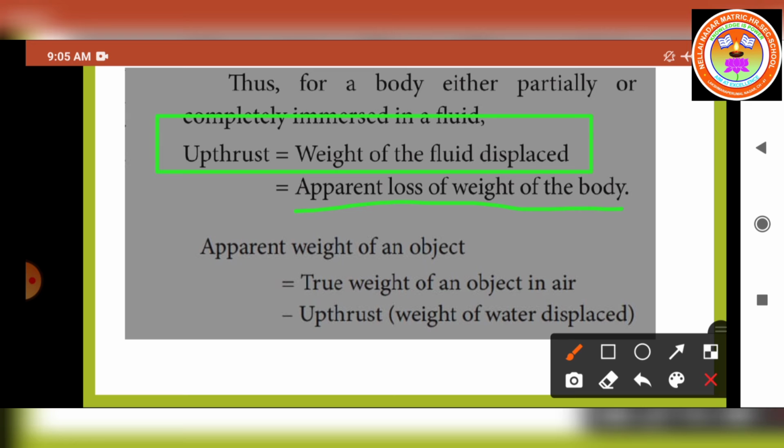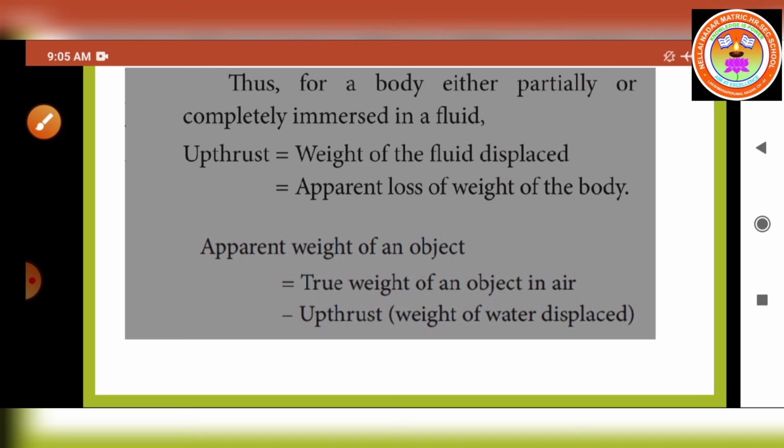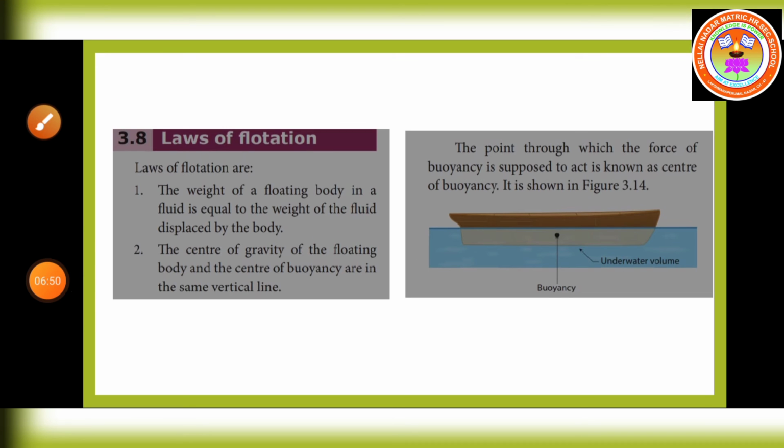So next we can find out what is the apparent weight of an object. So the apparent weight of an object is equal to the true weight of the object in air minus upthrust. What is upthrust here? The weight of water displaced. So we can find out the apparent weight of an object also. I hope you can understand.